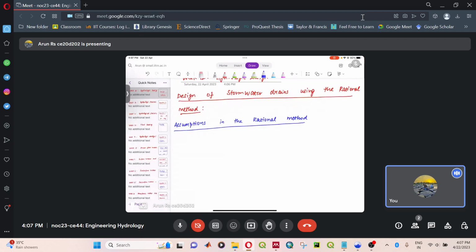So the first assumption in this method is the maximum size of the catchment is limited to 8 to 10 kilometers square. So for any area which we design, it should not exceed 8 to 10 kilometers square while designing the storm drainage system. So this method holds valid within the catchment size of 8 to 10 square kilometers.